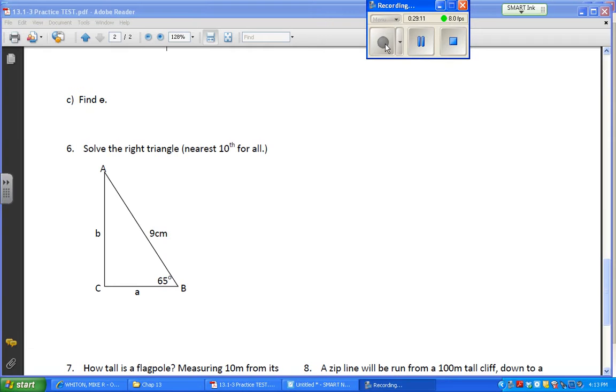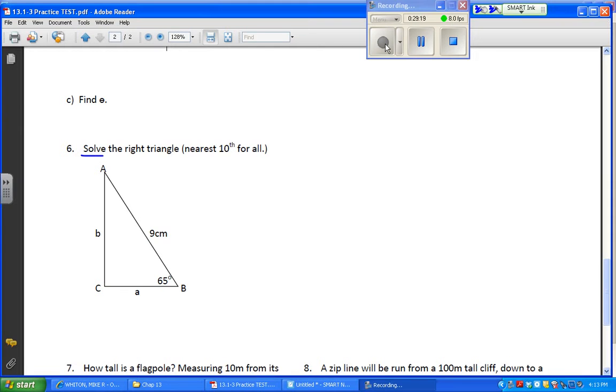Okay, number 6. Going back to the first section here, 13.1. Just the SOHCAHTOA right triangle stuff. We have to solve the right triangle, which means find everything. So I'm going to eventually need a capital A for that angle, a lowercase b for the side length, and a lowercase c. We know that angle is the 90, or we can assume.